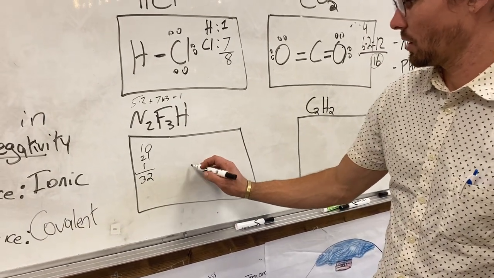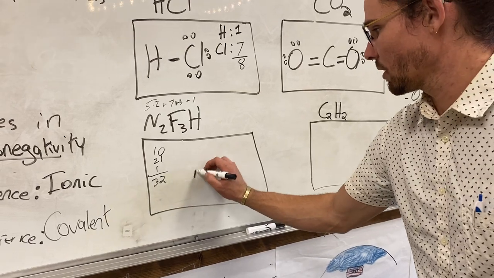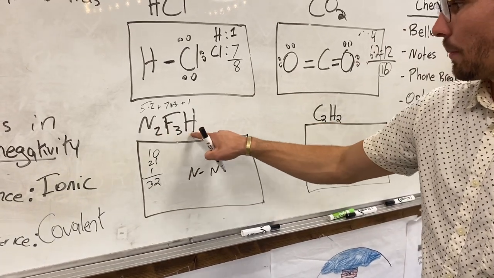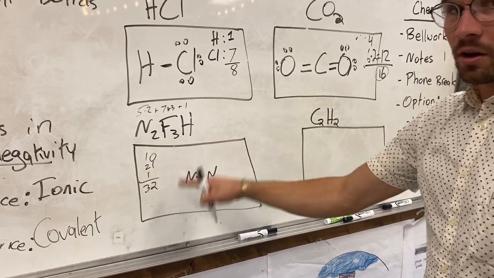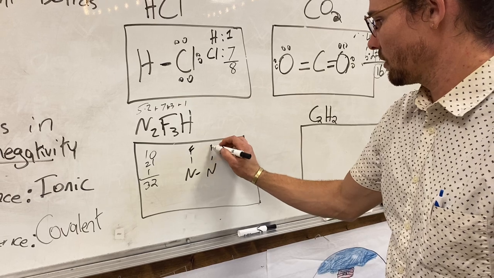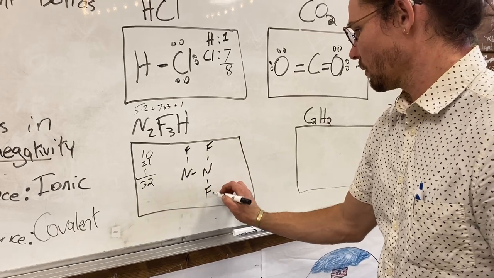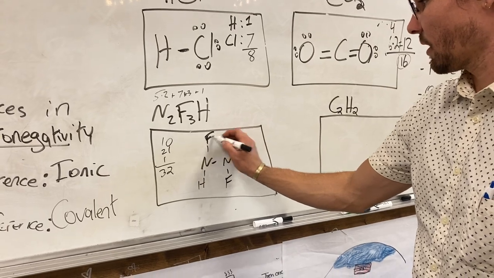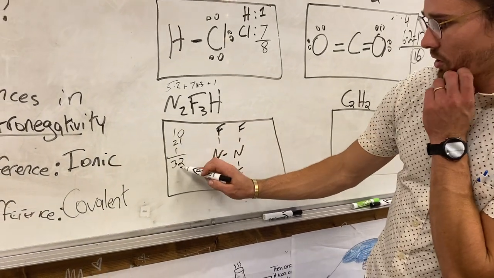This one's going to be a little tight in this box, but we're going to make it work. Nitrogen is my central element. It's my first atom listed. And then I put all of my other elements around bonding to those central elements. So I got fluorine, fluorine, fluorine, and then 1 hydrogen. Okay, so 3 fluorines, FFF. I gotta find 32 valence electrons.